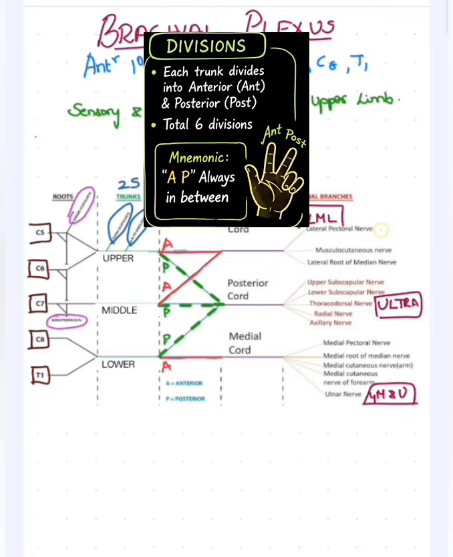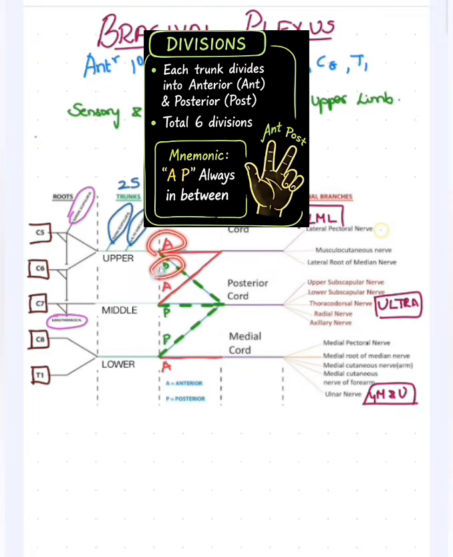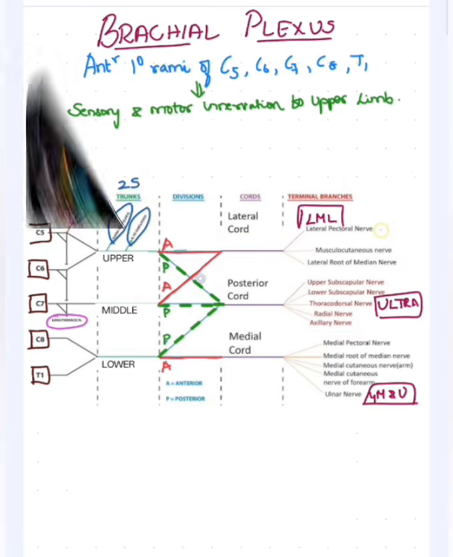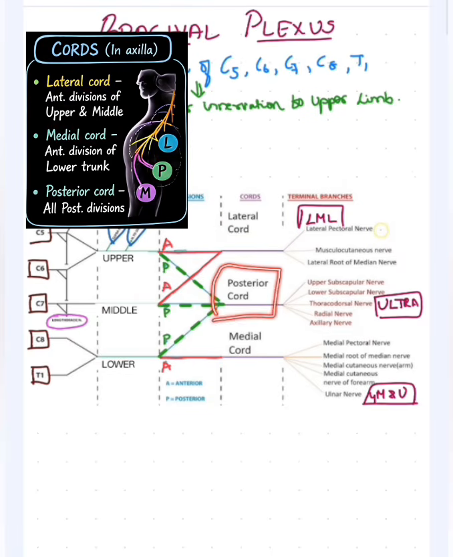All the trunks give rise to two divisions, anterior and posterior divisions. All the posterior divisions from all the trunks join together to form the posterior cord, whereas the anterior division of the upper trunk and the anterior division of the middle trunk join together to form the lateral cord, and the lower trunk's anterior division continues as the medial cord.